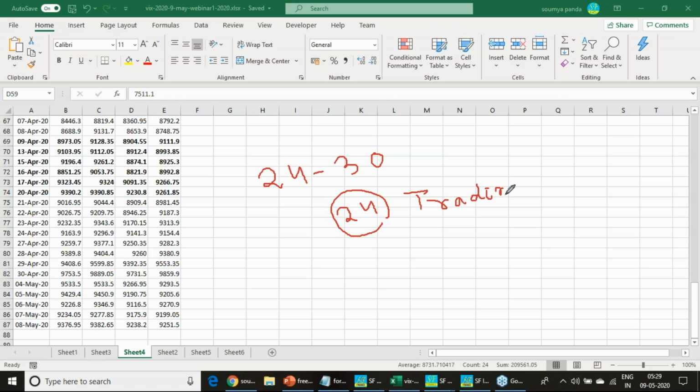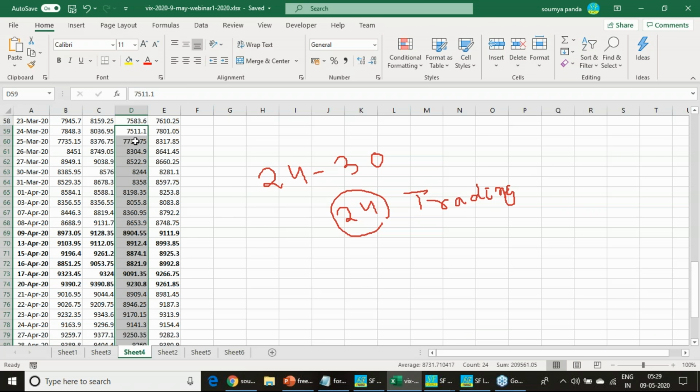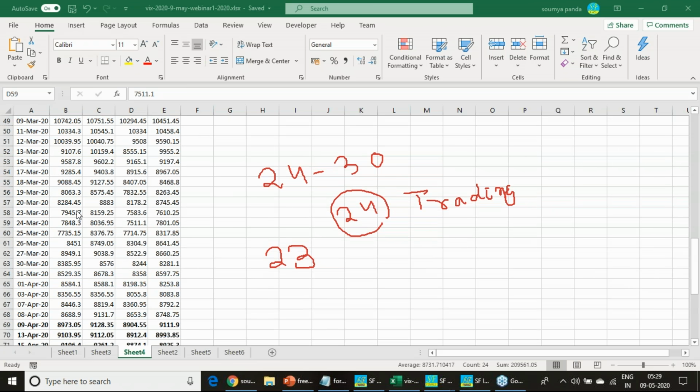This has happened in history now. 24 trading days, you can find out. 24 trading days, and the low formation day, if I can take it out, is 24th March as the bottom. If I count from 25th March, then it is almost 23 trading days. So the low formation day, if I can take it out.